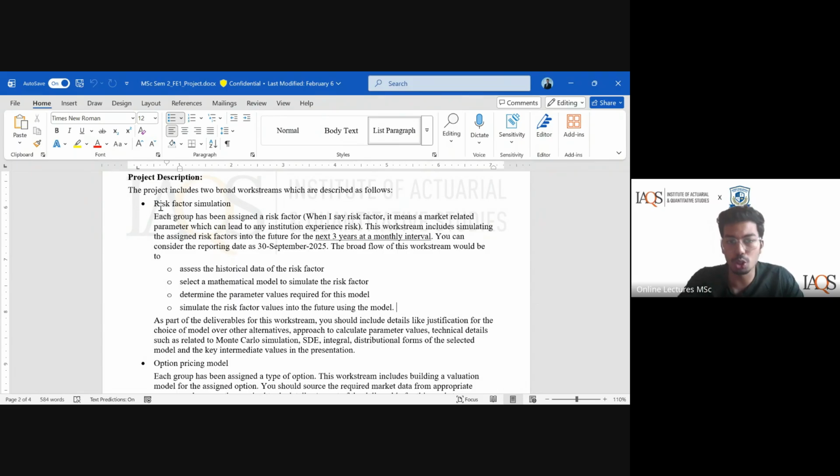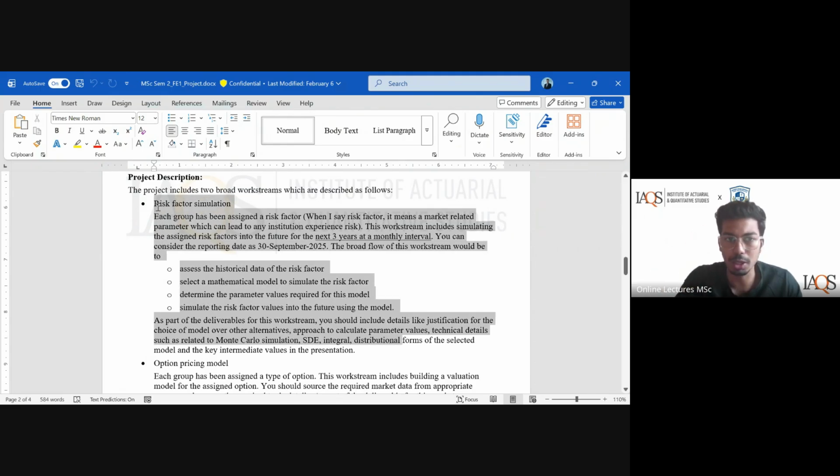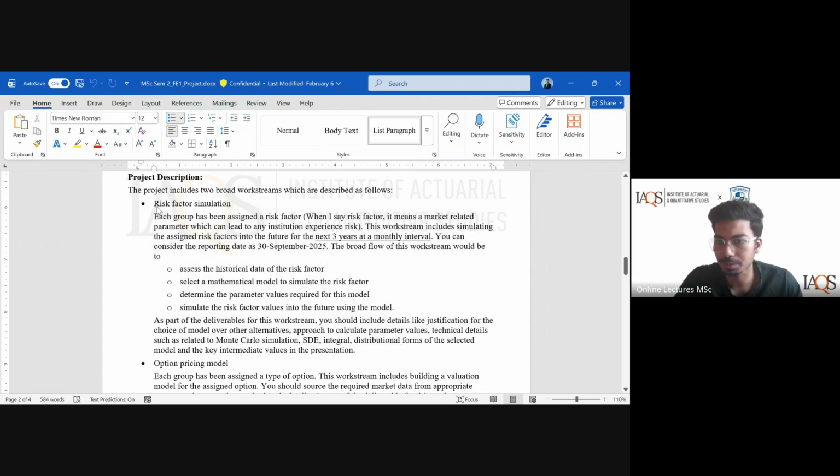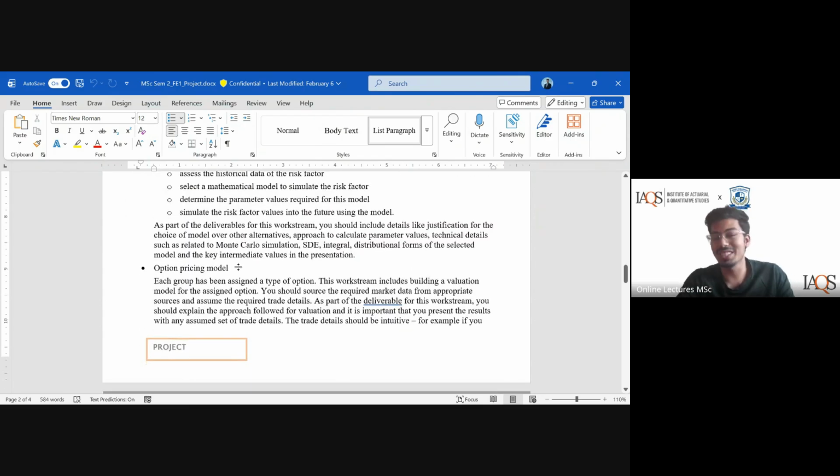Fair enough. And you should know what the SDE of the model looks like, what the integral form is, what the distribution of that model is. Those are the things that you should know, the way we've done it in academics as well: share price process, integral form, distribution form, SDE form, in a similar way. Any doubts in the first part of the project? Comfortable? Cool. Now, the second part of the project.